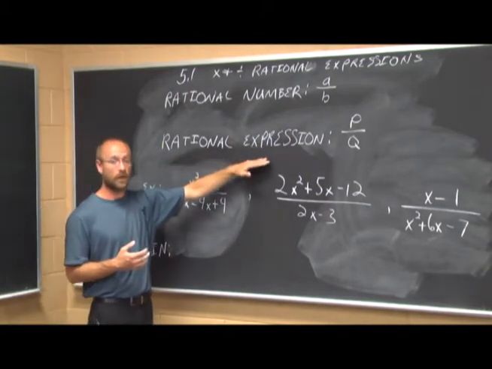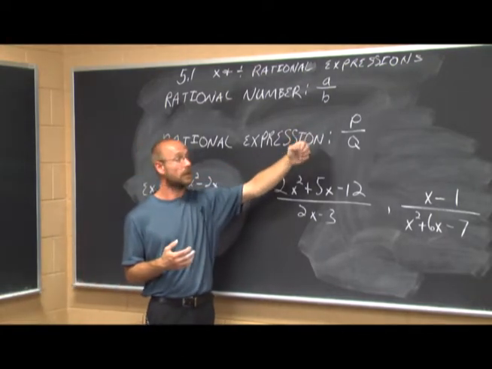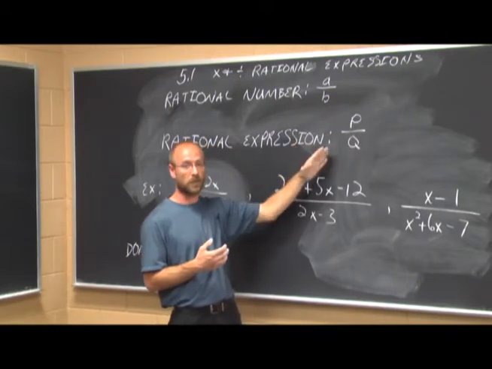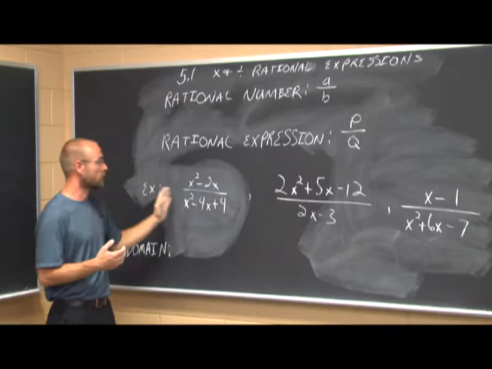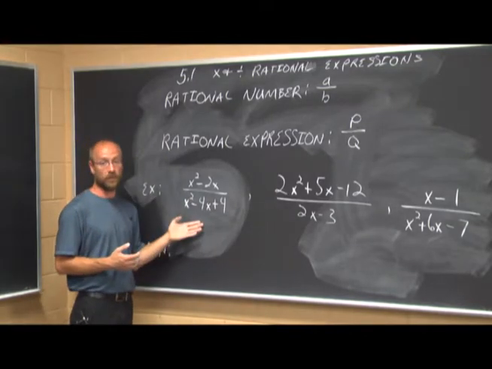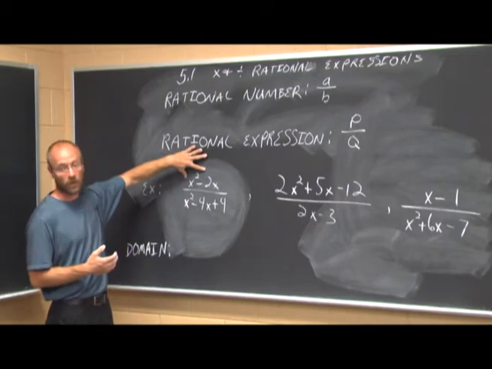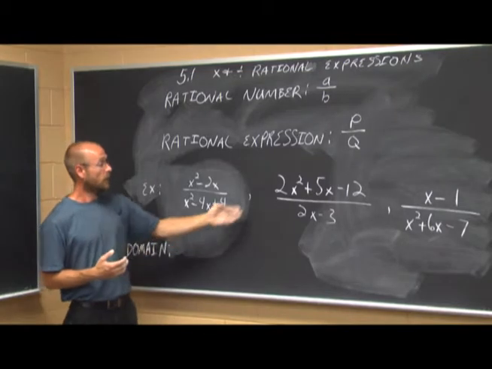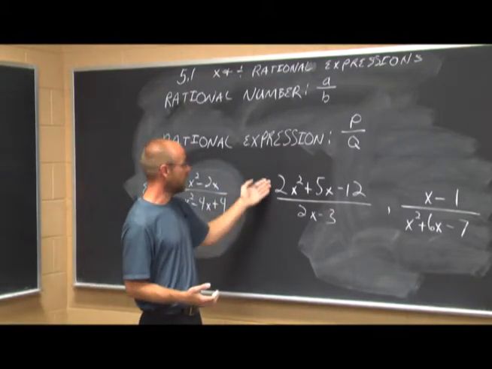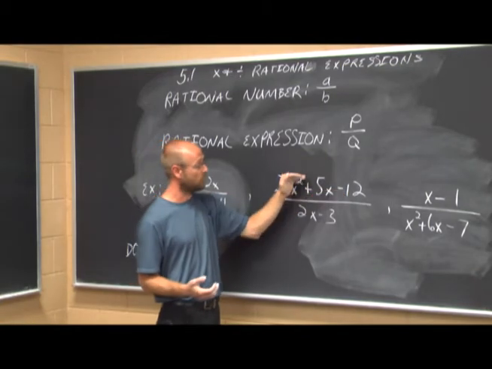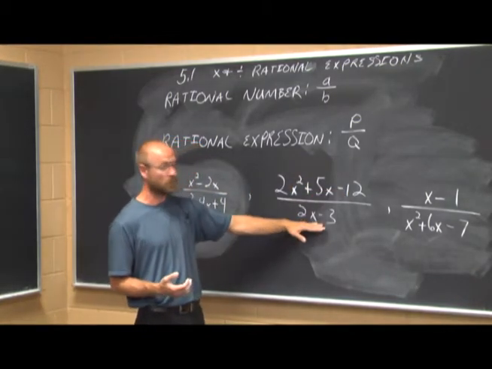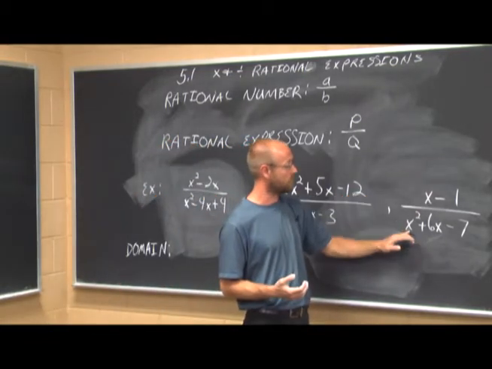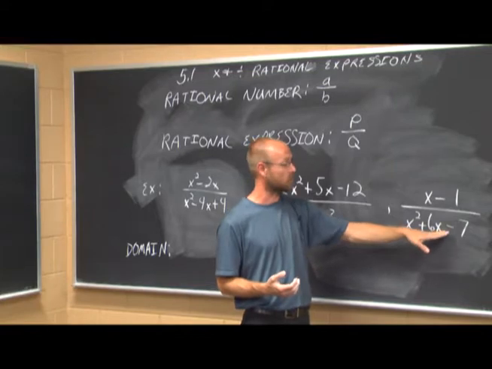Rational expressions are any expression that can be represented as a polynomial over a quotient polynomial, and that becomes our rational expression. If we look at a few of these examples, this is an example of a rational expression where we have a polynomial of second degree over a polynomial of second degree. Same thing here. We have 2x squared plus 5x minus 12 as our numerator polynomial, and our quotient polynomial is 2x minus 3 here in the denominator, here x minus 1, and here x squared plus 6x minus 7.